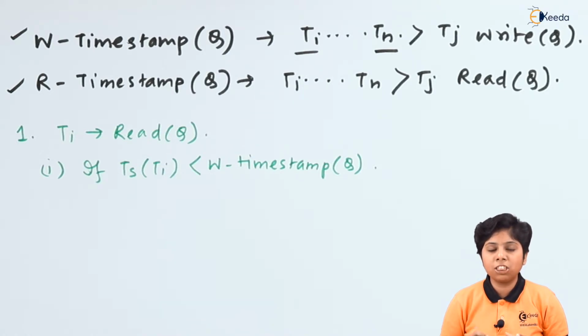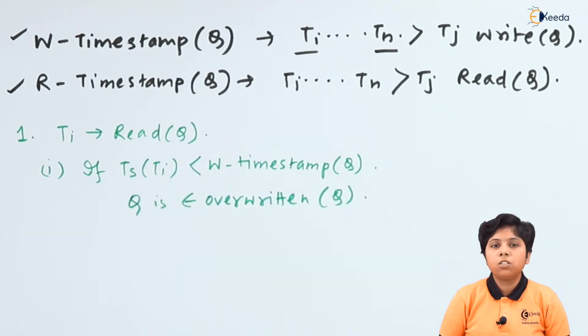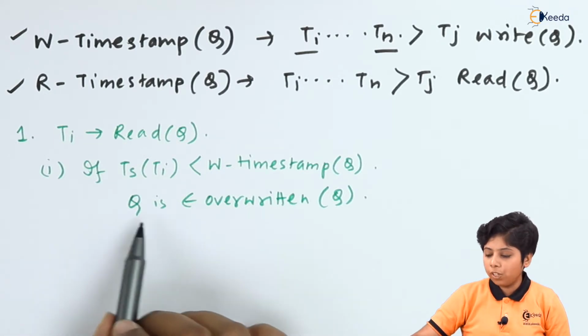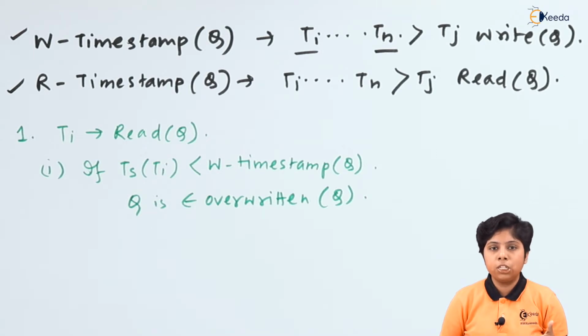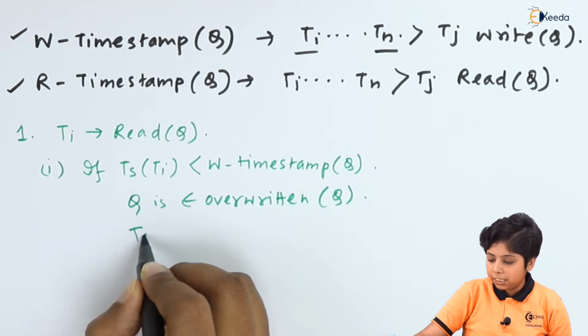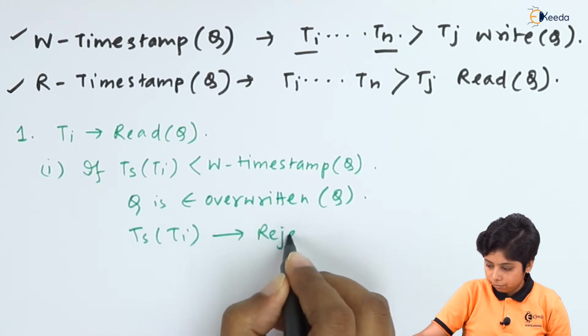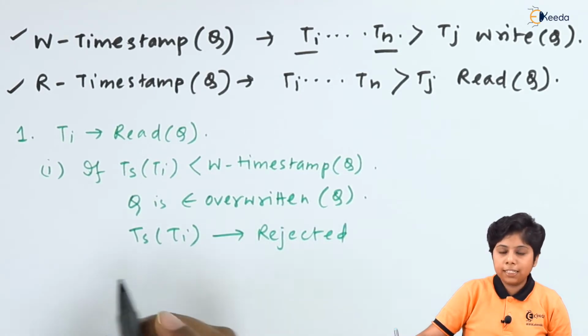That means the transaction Ti needs to access a data item Q that has already been overwritten. So now Q is being overwritten. So my TS(Ti) on read Q is rejected because we are getting a value that has already been overwritten. So we do not need to read such values because the write is being performed before the read is happening. So now my Ti is rejected and it is rolled back.